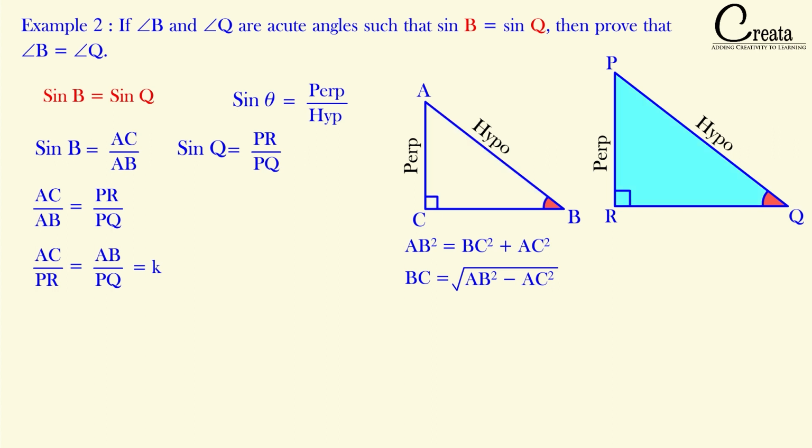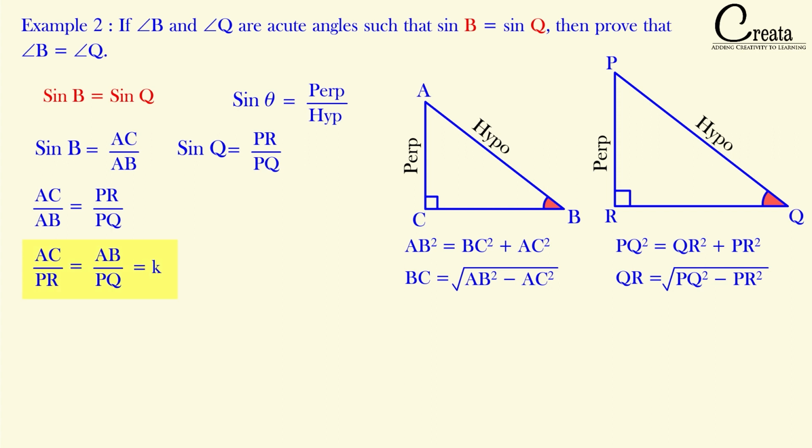Similarly, for the second triangle also we can apply the Pythagoras theorem. That will be PQ square is equal to QR square plus PR square, which we can again rewrite as QR is equal to root of PQ square minus PR square. What we have done, we have simply used the Pythagoras theorem to get the value of BC and QR.